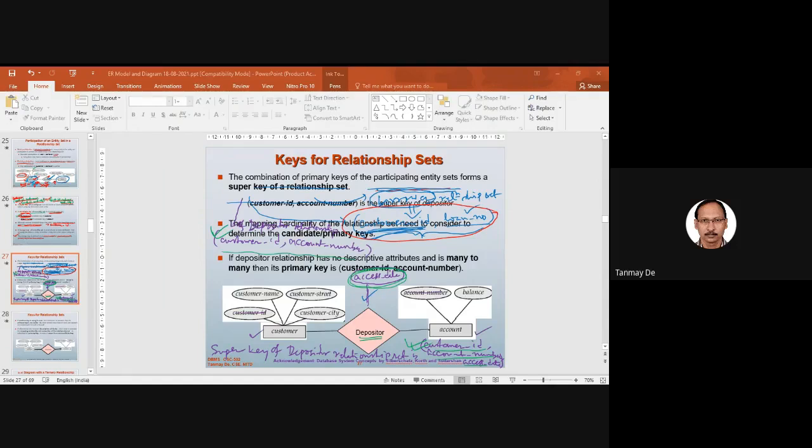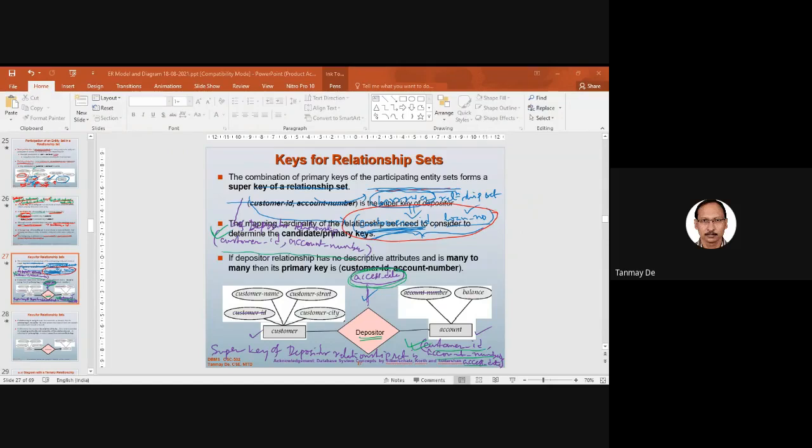If the depositor relationship has no descriptive attribute, that is, the access date is not there, and it is many to many, cardinality is also important in that case. If there is no descriptive attribute access date, then the primary key is the customer ID and account number. If a descriptive attribute is there, then it depends on the cardinality. In the previous case, many to many means the combination of customer ID and account number is the super key as well as the primary key.